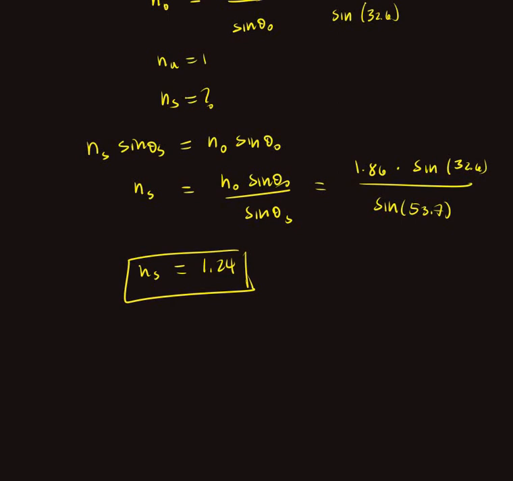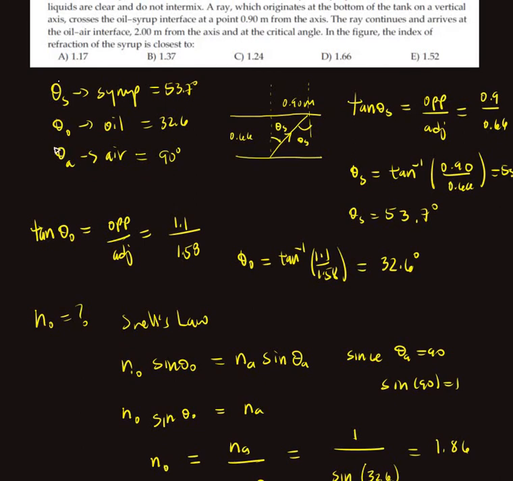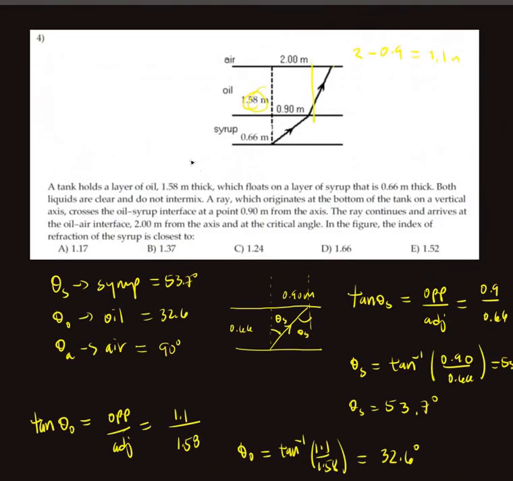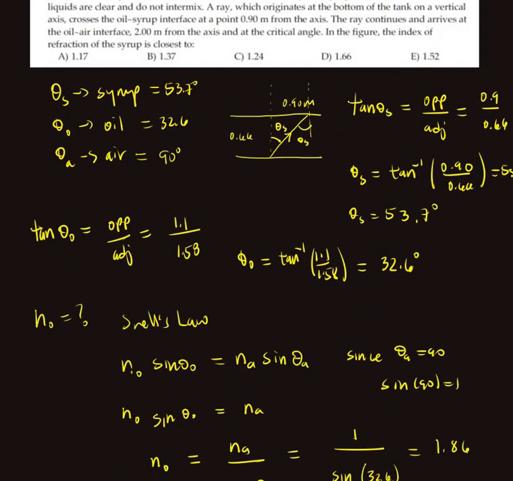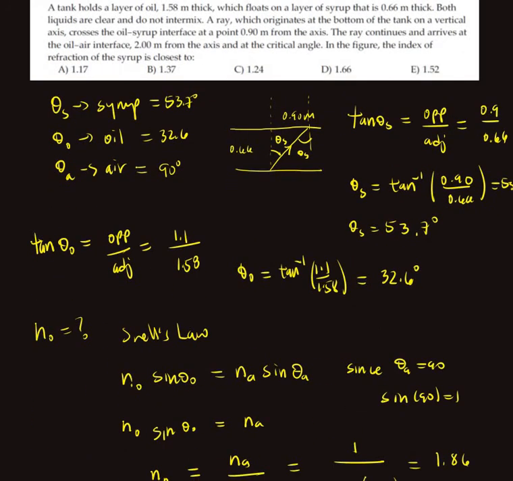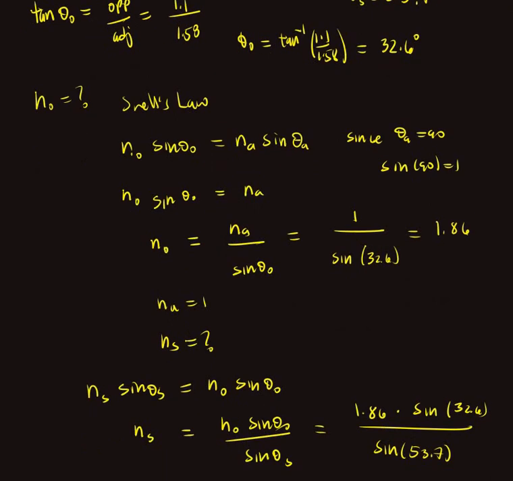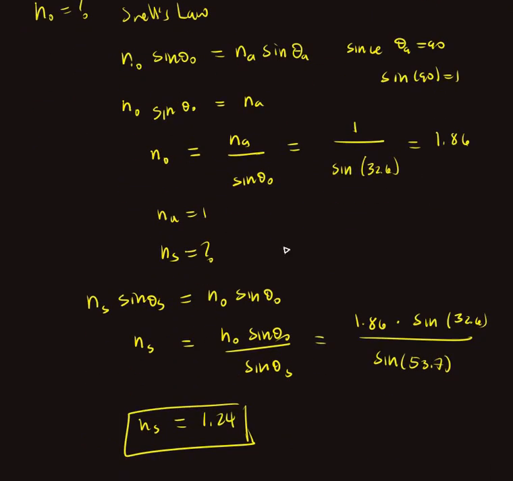Okay, guys, I hope this helped a little bit. Remember what we did here. We go back to the problem. The first thing is we establish all the angles we're going to need. We use a little bit of trigonometry, tangent inverse, and we get the angles. Once we have the angles, we start finding, and remember, there's one that's given, which is 90 degrees. First we find the index of refraction of oil, and then after oil, we find the index of refraction of the syrup, which is what we're looking for. And at the end we get 1.42.